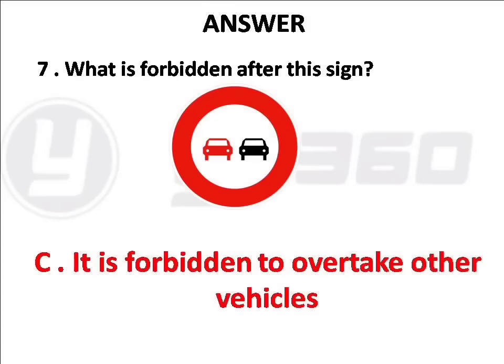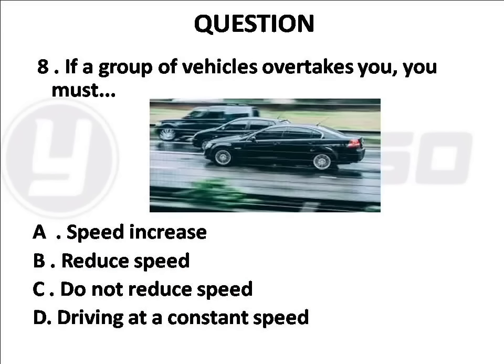Question number 8. If a group of vehicles overtakes you, you must. The options are A. Speed increase, B. Reduce speed, C. Do not reduce speed, D. Driving at a constant speed. Answer is option B. Reduce speed.